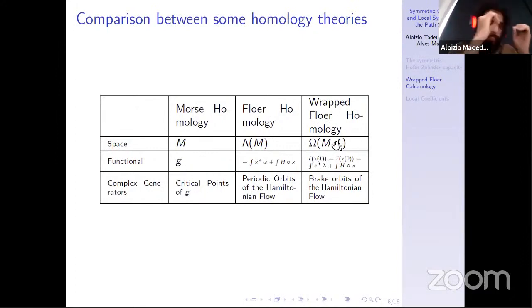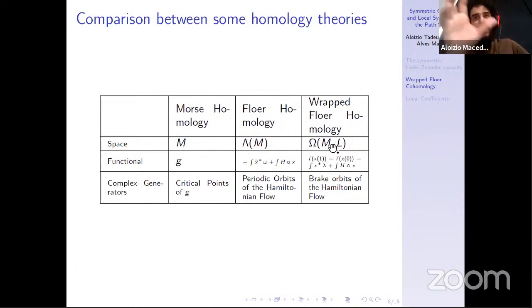And then we evaluate the f on the end of the path and subtract it from the beginning. This is the functional, and the chain complex generators are the Hamiltonian chords of the Hamiltonian flow. The chain maps will be, similarly to the Floer homology, those generated by the flow equation, right? The moduli space.